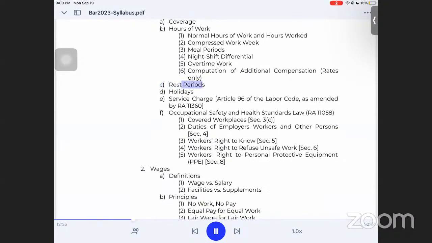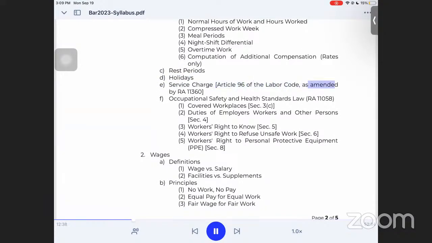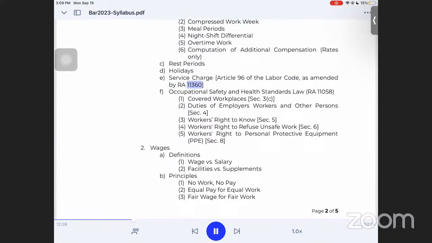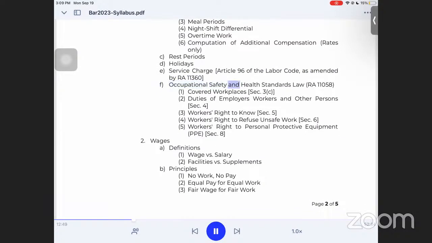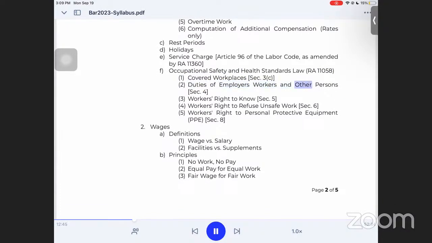C. Rest periods. D. Holidays. E. Service charge. Article 96 of the Labor Code, as amended by RA 11360. F. Occupational Safety and Health Standards Law, RA 11058. 1. Covered workplaces. Sec. 3. 2. Duties of employers, workers and other persons.